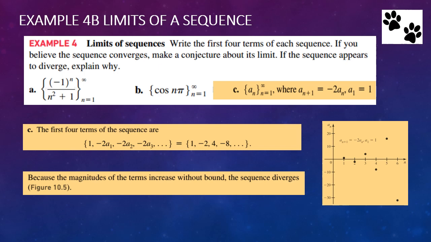Now, what I want you to notice about this example is that both A and B were explicit formulas, whereas in C, this was the recurrence relation. So you can do them in either way, and in this example we've done them in both explicit formulas and the recurrence relation. We could easily find the four members and then figure out what's happening.